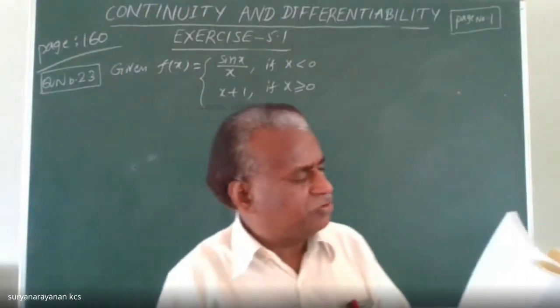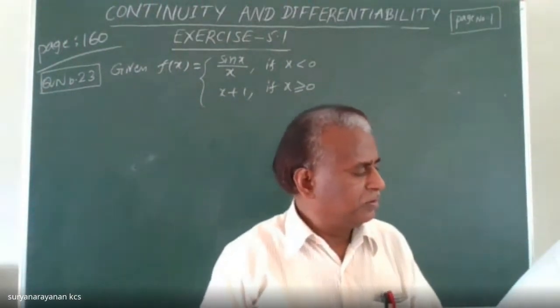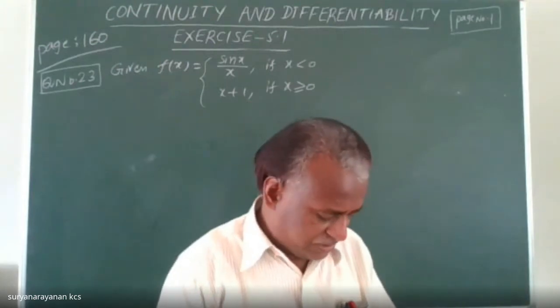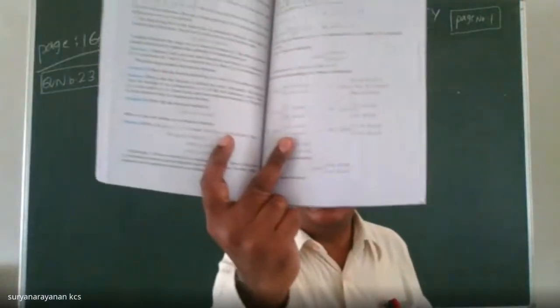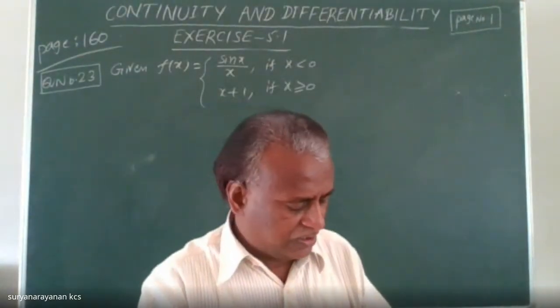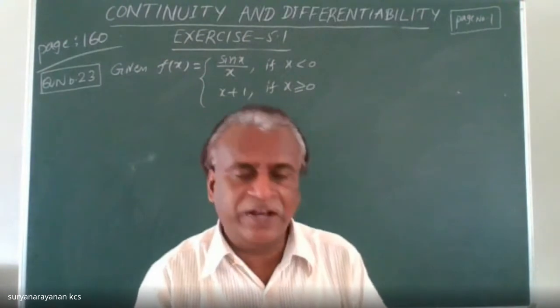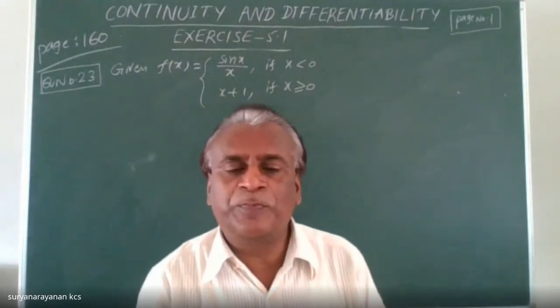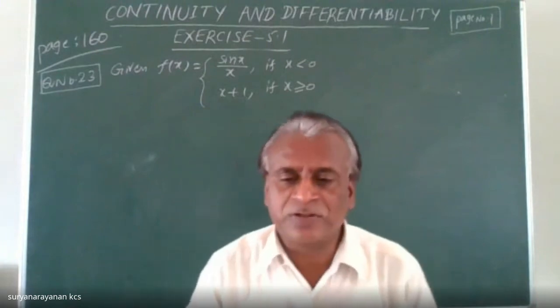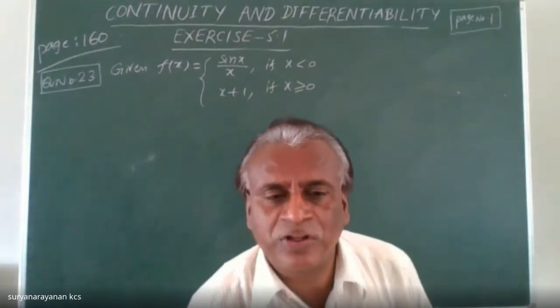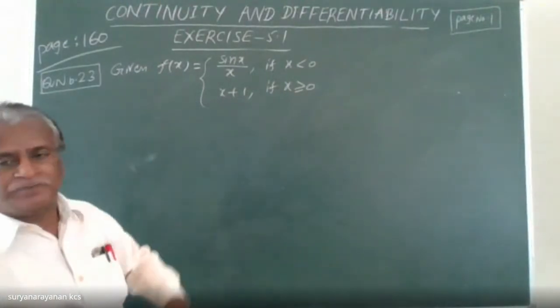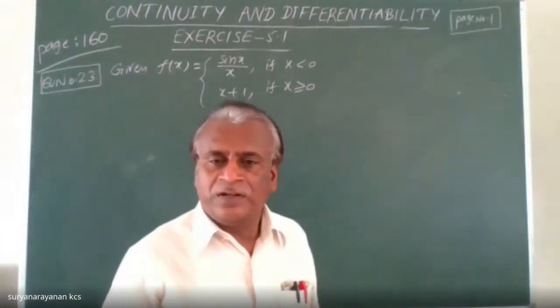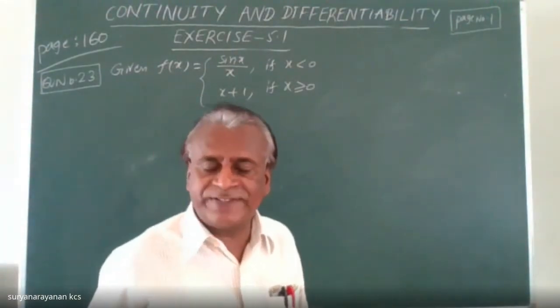Same as the previous questions, same as question number 6, 7, 8, 9, 10, 11, 12, we have found points of discontinuity. Here also we follow the same procedure to find the points of discontinuity. At which point the function is defined differently in two ways.